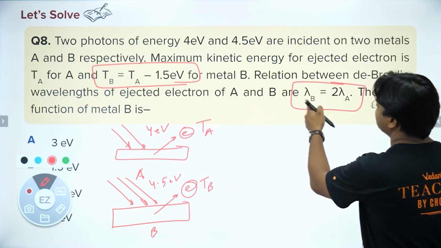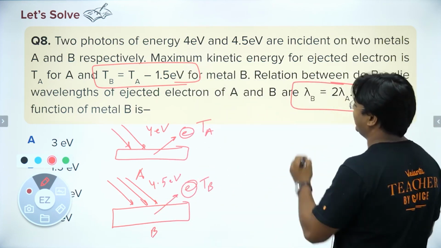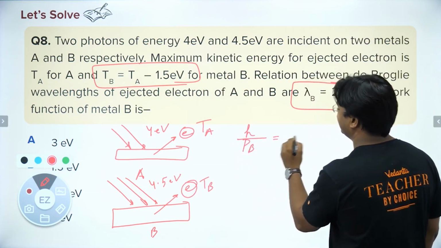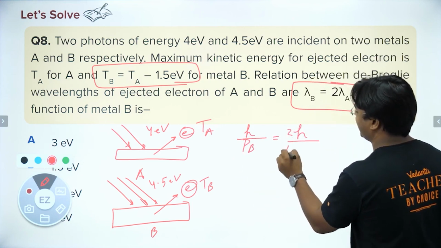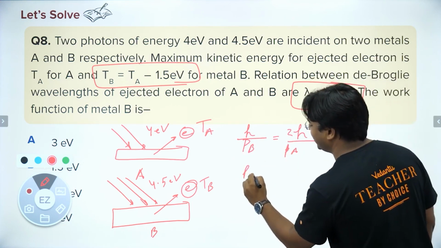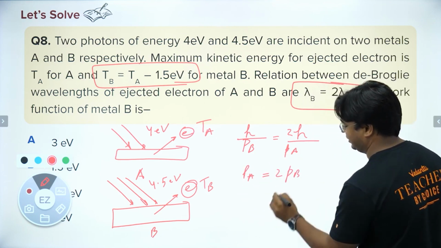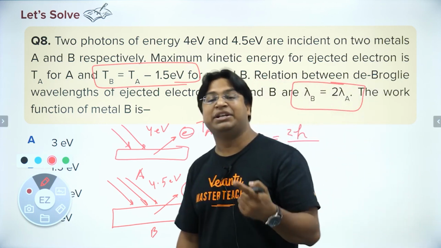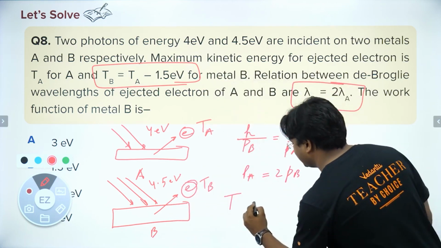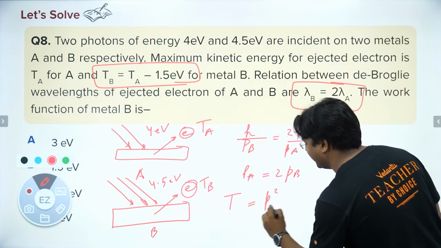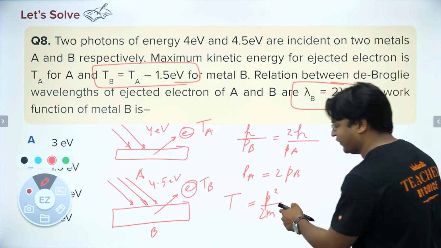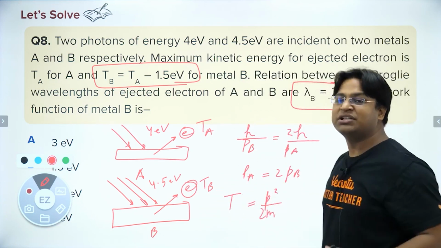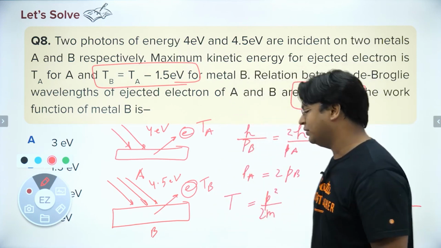First of all, the question says that lambda B is equal to 2 lambda A. Now lambda can be written as h by p, so 2 times h by PA. So it means the momentum of A is 2 times the momentum of B. That is one thing. Now kinetic energy, indicated by the letter T in this question, can be written as the square of momentum divided by 2m. This is a general formula, not specific to this case.